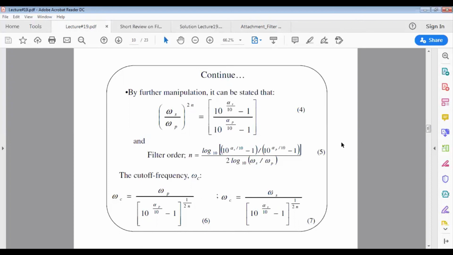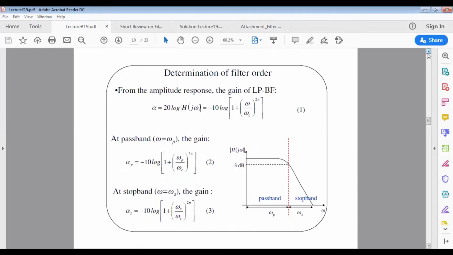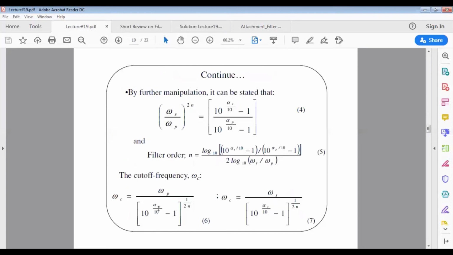Okay, so following this, we can say that we can have two equations for the cutoff frequencies. If you permit me to refer to the previous page here. From equations 2 and 3, we are supposed to have two values of cutoff frequencies. The first cutoff frequency omega c is obtained from the gain at the passband, alpha p and omega p. The second value of cutoff frequency can be obtained from the gain at the stopband, alpha s and omega s. So that is why we have these two equations here.